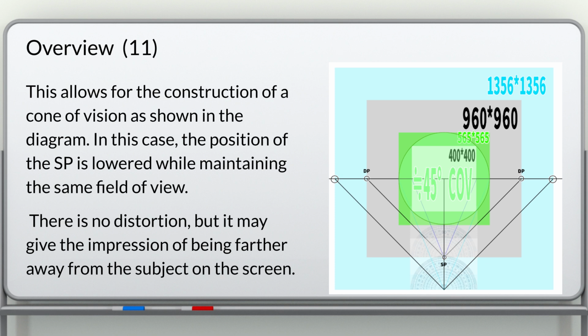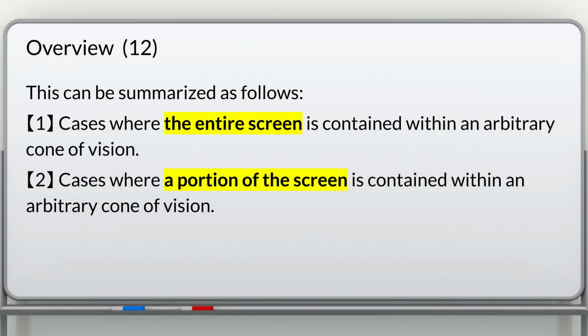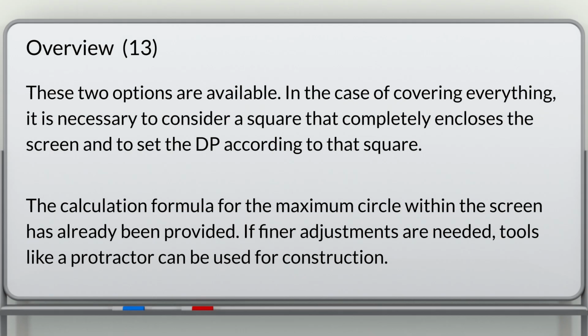In this case, the position of the SP is lowered while maintaining the same field of view. There is no distortion, but it may give the impression of being farther away from the subject on the screen. This can be summarized as follows. 1. Cases where the entire screen is contained within an arbitrary cone of vision. 2. Cases where a portion of the screen is contained within an arbitrary cone of vision. These two options are available.